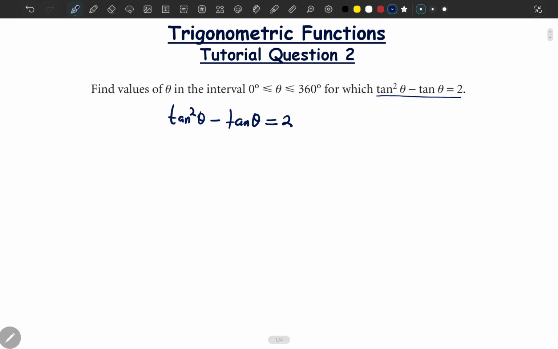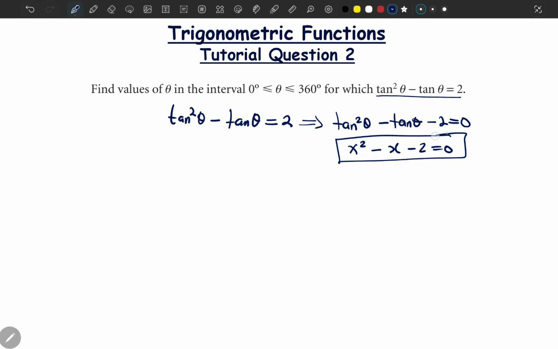So what I'm going to do here is, this is a quadratic equation, in case you don't know. If I bring the 2 this side, this becomes tan squared theta minus tan theta minus 2 equal to 0. This resembles something like this. Don't you agree? So the mistake would be to just factorize the tan theta here, which is wrong. Since it resembles a quadratic function, we have to factorize in the normal way.